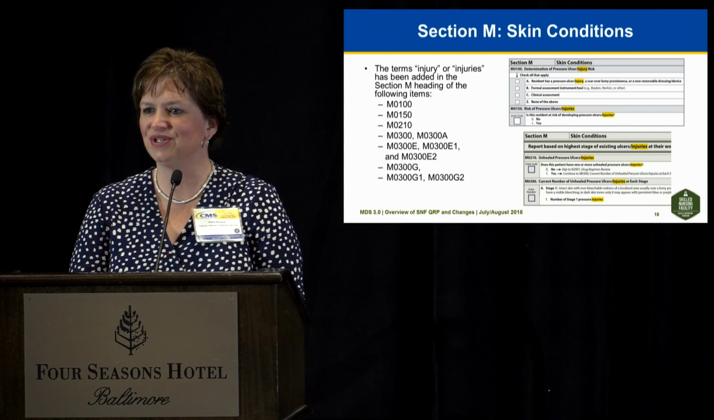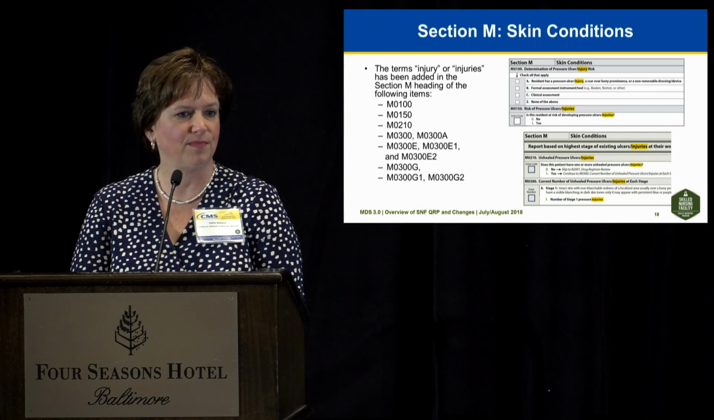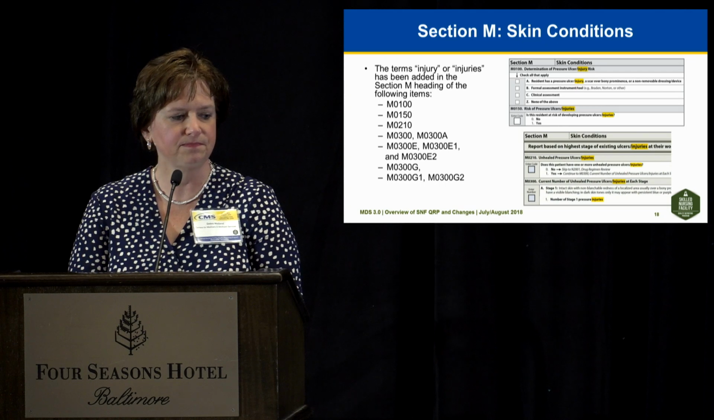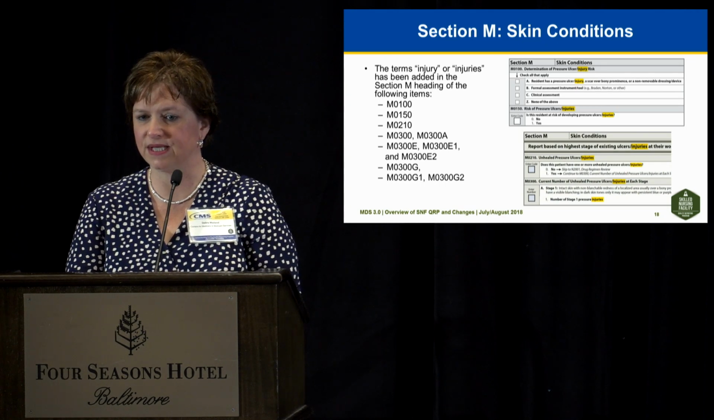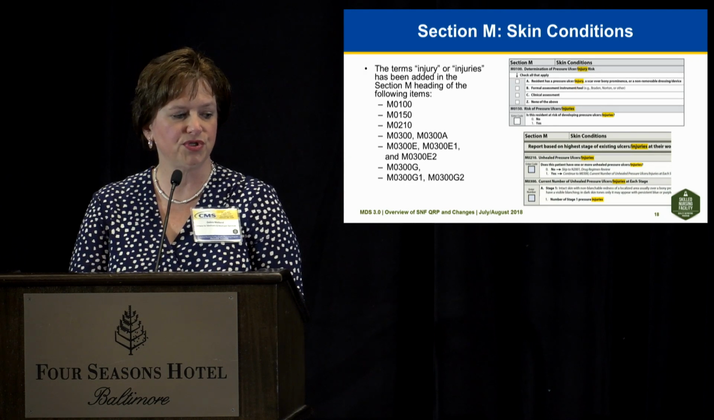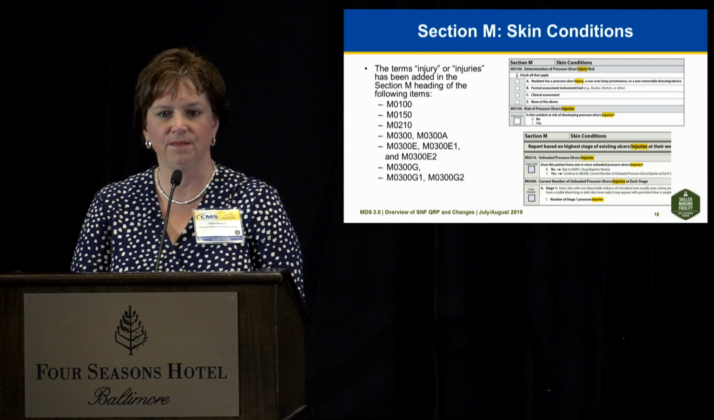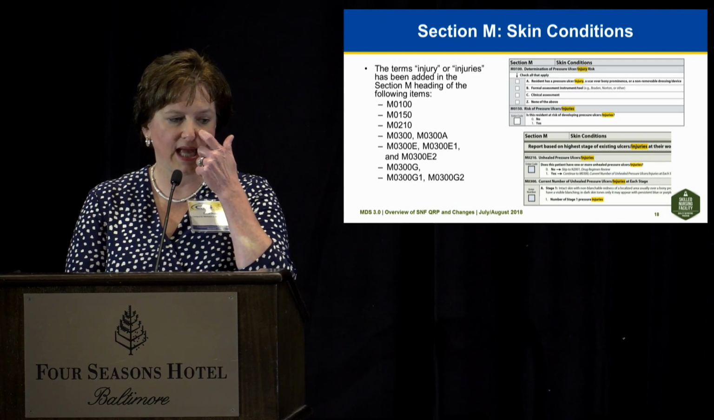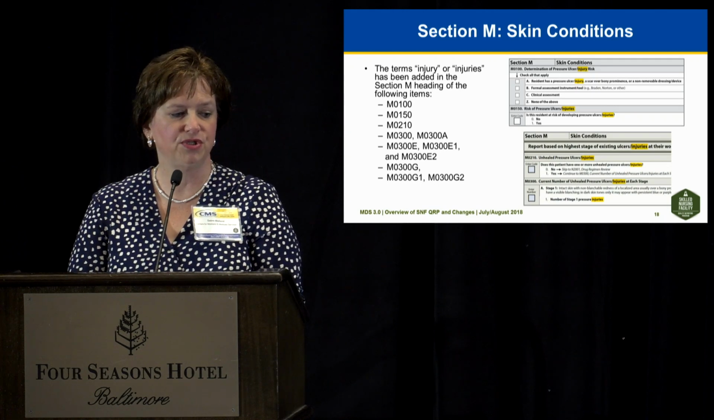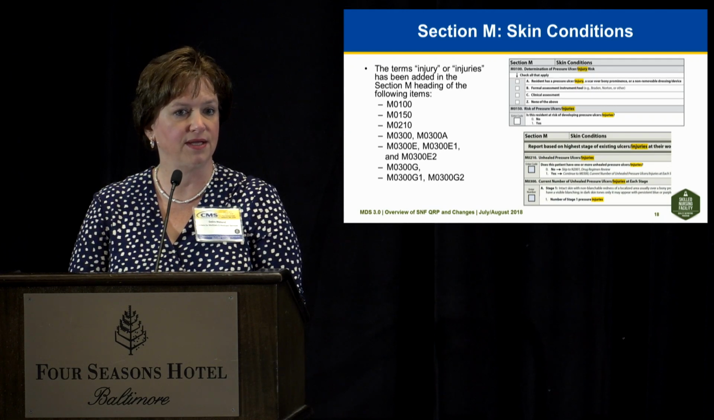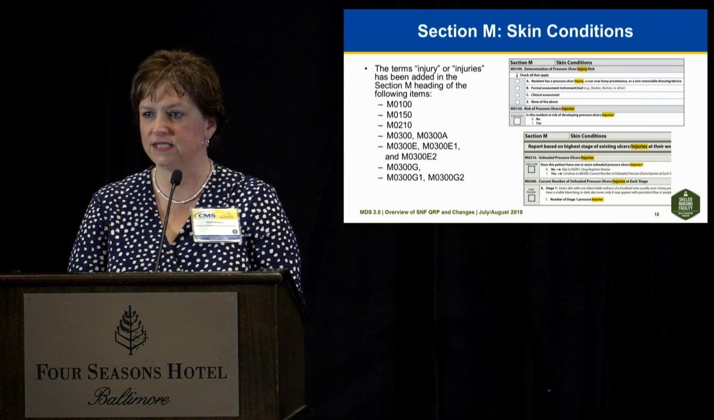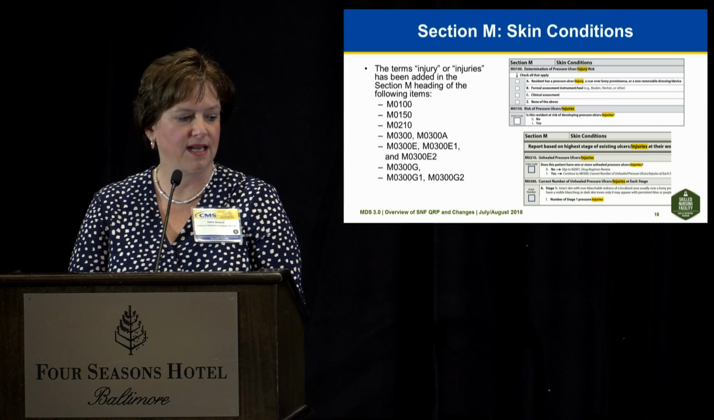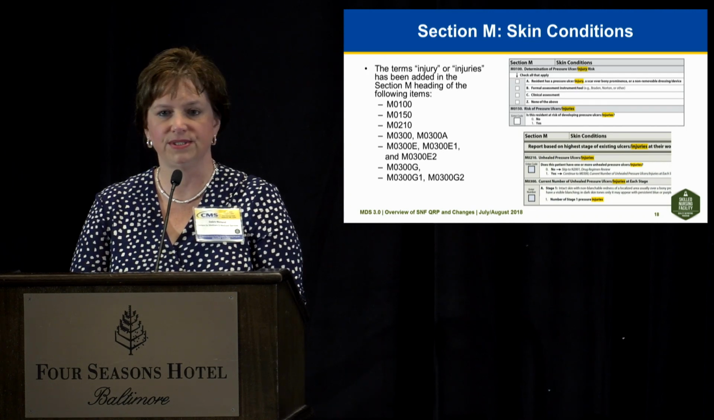Now we're going to move on into the section M items, which pertain to the skin conditions. You'll notice in the list and also in the picture of the item sets that the terms injury or injuries has been added to several of the section M items, including the heading and the item itself. And so as you can see, that pertains to section M item M0100, M0150, M0210, and the M0300 series of items.